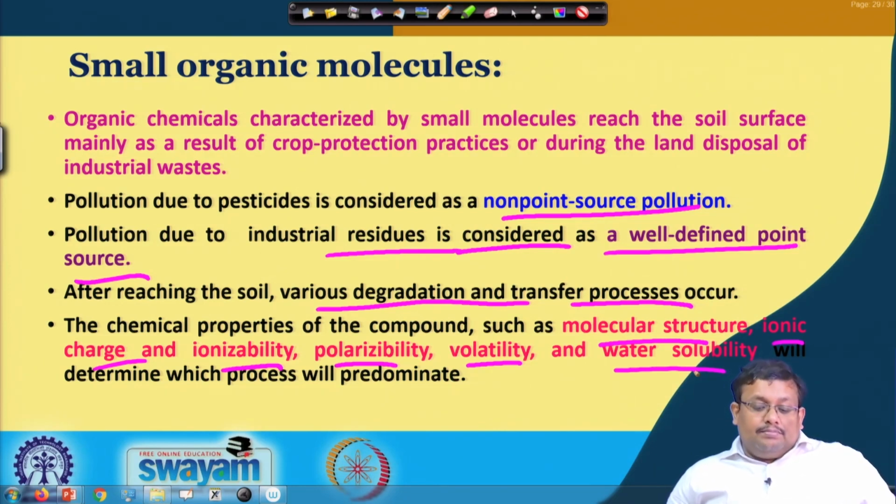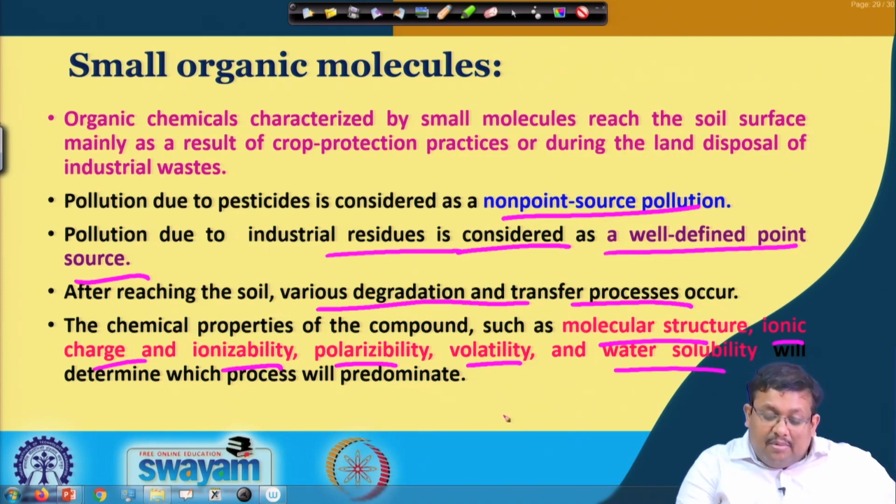However, the various effluents and byproducts from the industry are known as point source pollution, and when they reach the soil, they undergo different degradation and transfer processes. The chemical properties of the compounds, such as molecular structure, ionic charge and ionizability, polarizability, volatility and water solubility, will determine which process will be predominant. Okay. So, let us see those in detail.